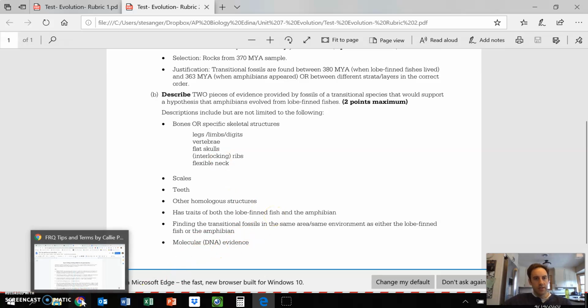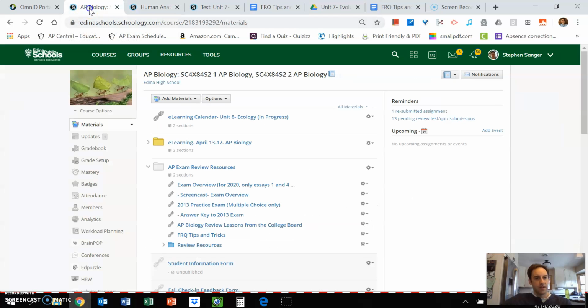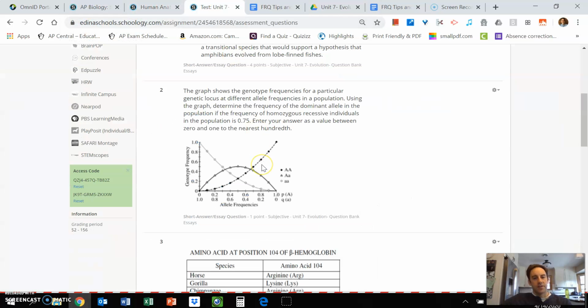The second question was the math-based question. And where did I put it? Here it is. So there's actually 2 ways you could have approached this. It recommends that you use the graph. And notice that it says determine the frequency of the dominant allele. So if it's asking for an allele, that simply means big A. So not the homozygous dominant phenotype, but the dominant allele. So it's just looking for big A. In the population, if the frequency of homozygous recessive individuals is 0.75.